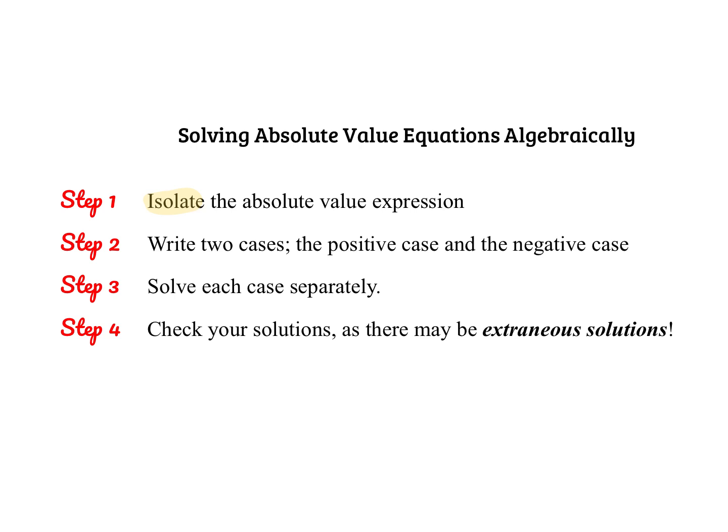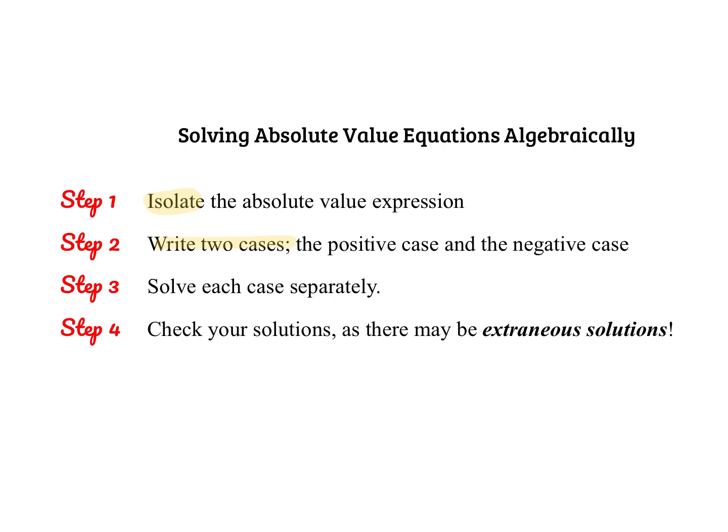From there, we need to consider two cases that are happening. We need to consider the positive case of our absolute value and also the negative case. So then we're essentially going to take everything inside our absolute value and make it opposite. So from there, we actually have two separate equations that we have to solve separately.